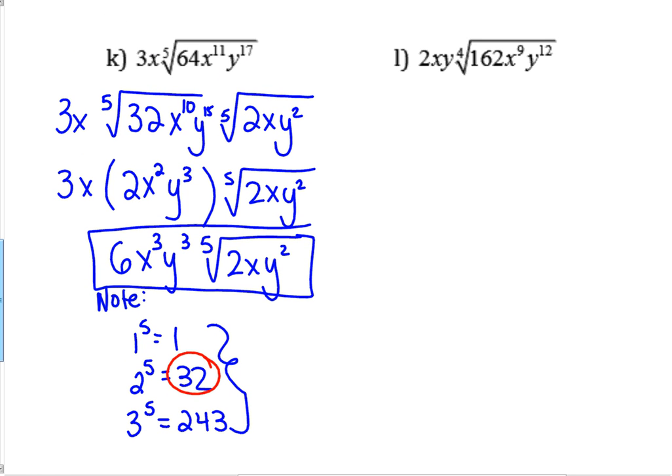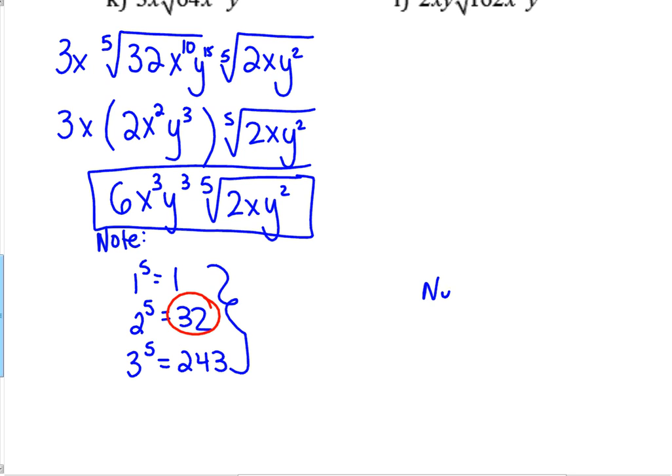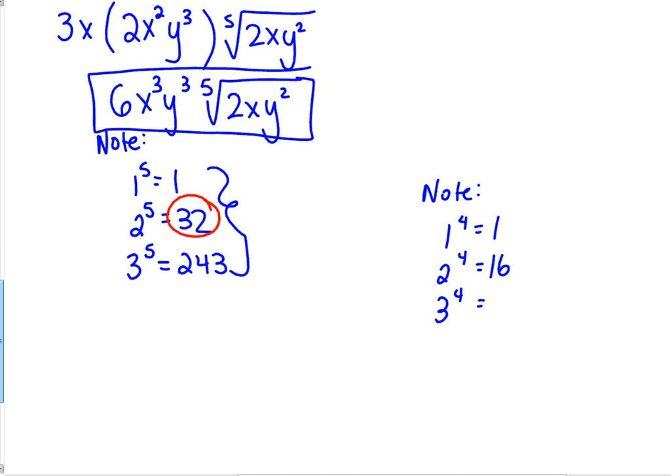All right. So one more, and we'll call it a lesson. Now we're doing what? Perfect fours. So 1 to the 4 is 1. 2 to the 4 is 16. 3 to the 4, I think it's 81. You're squaring it twice. Perfect fours you square twice. So 3 squared is 9. 9 squared is 81. 4 to the 4. Well, 4 squared is 16. 16 squared, 256. Okay, so those are our perfect fours.